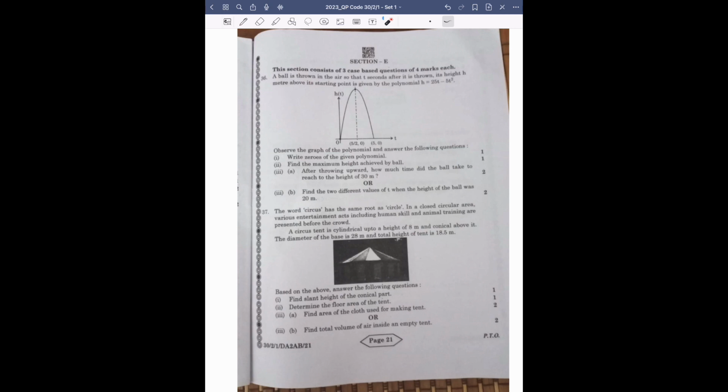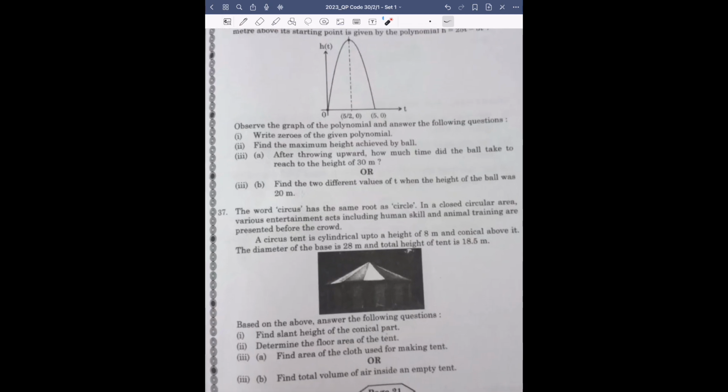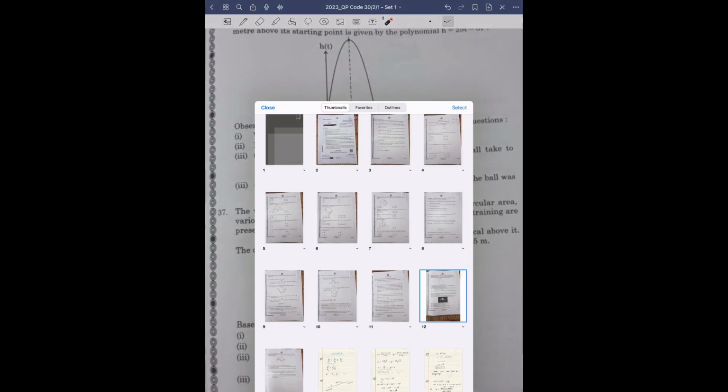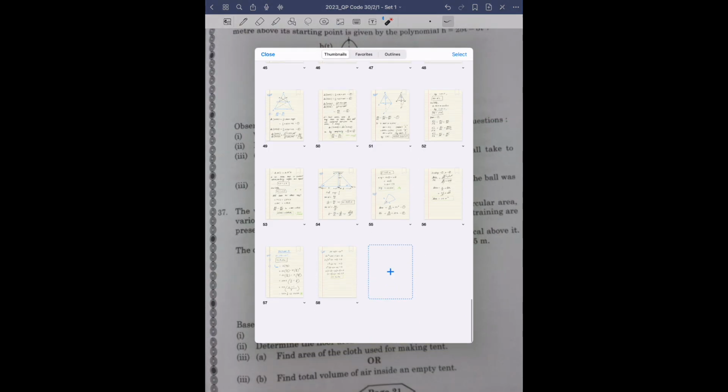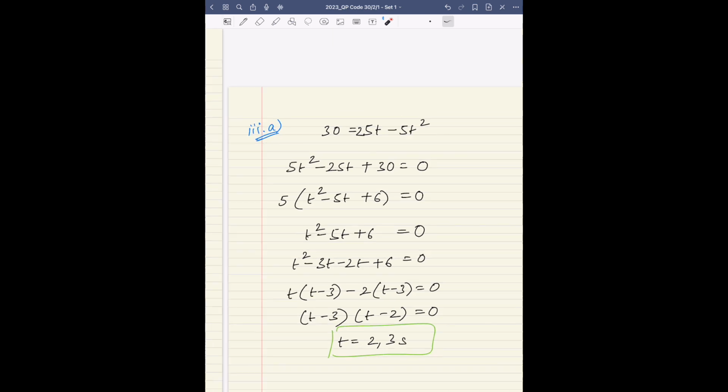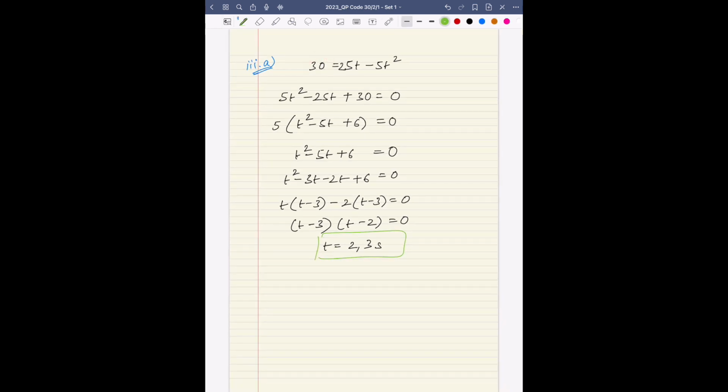Then they're saying B part is find two different values of t when the height of the ball was 20 meters. Same question, right? Now instead of 30, you substitute 20 over here. So let's do this to complete the question. 20 is equal to 25t minus 5t square. Take 5t square here, same procedure. Again we'll take 5 common, we'll get t square minus 5t plus 4 this time.